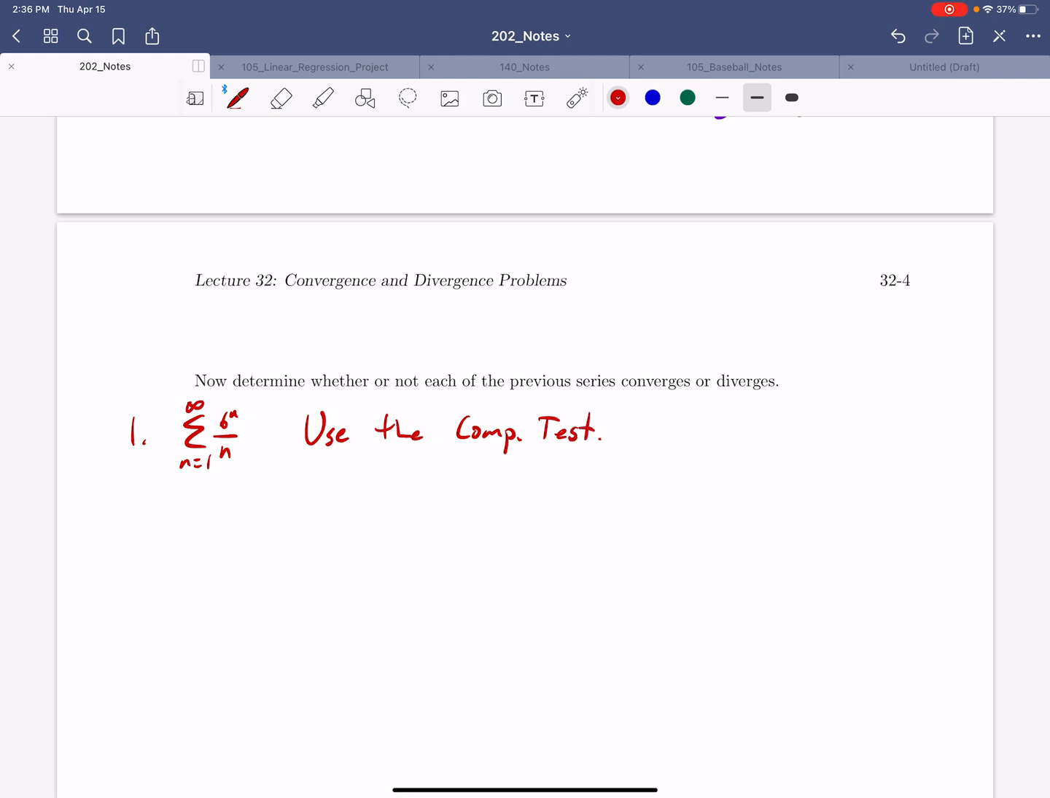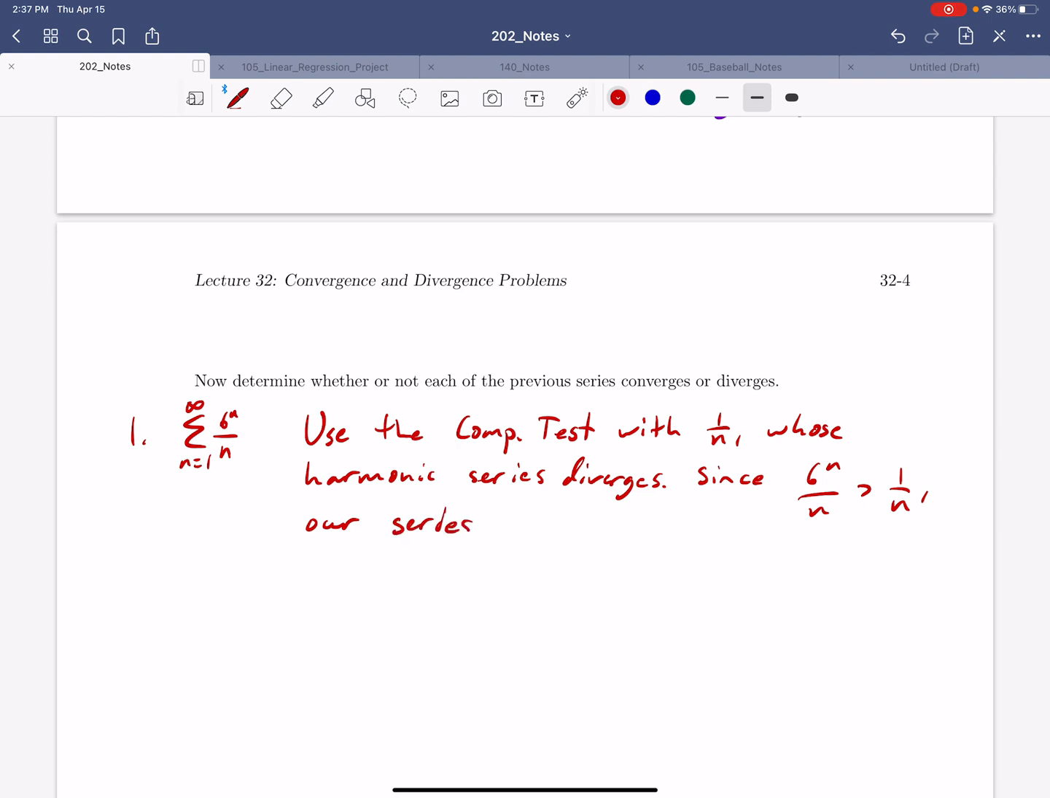Right? So actually, we should say use it with 1 over n, whose harmonic series diverges. Since 6 to the n over n is greater than 1 over n, our series diverges as well. Okay, that's all it takes.